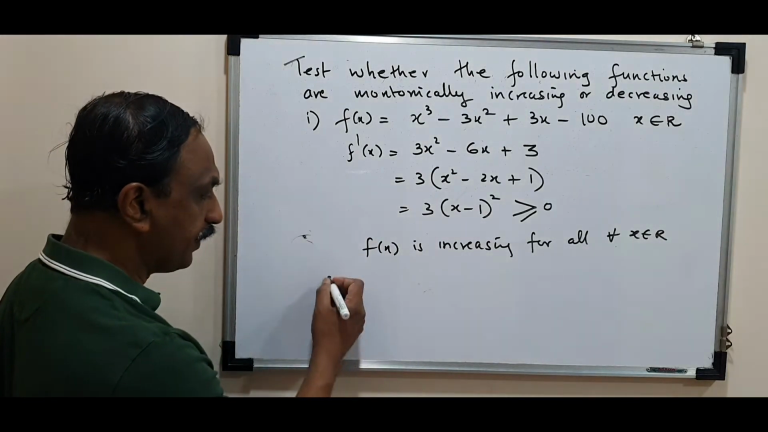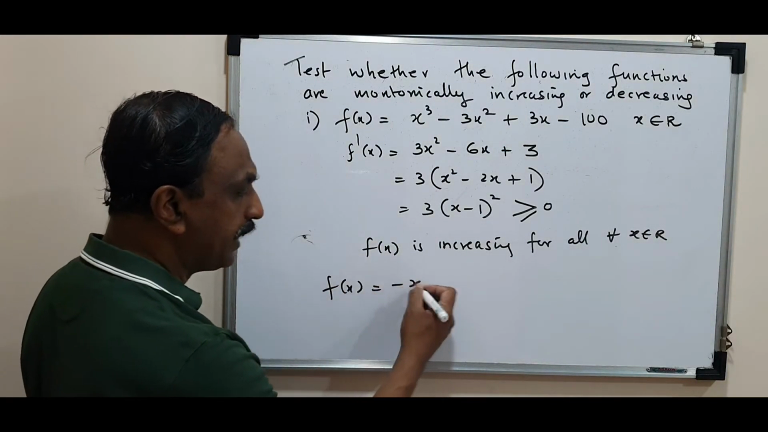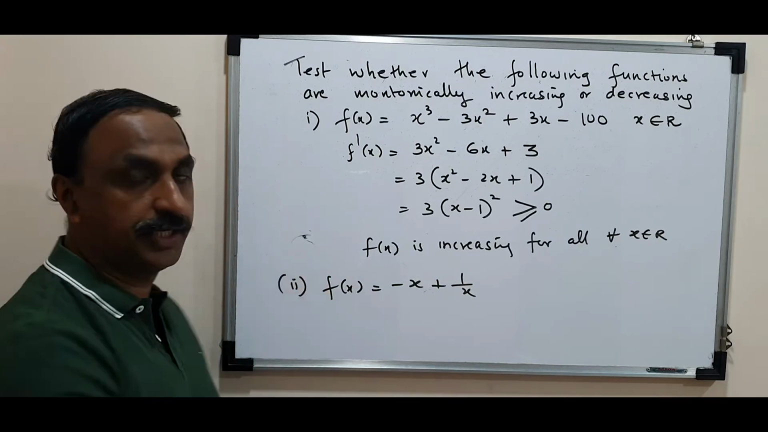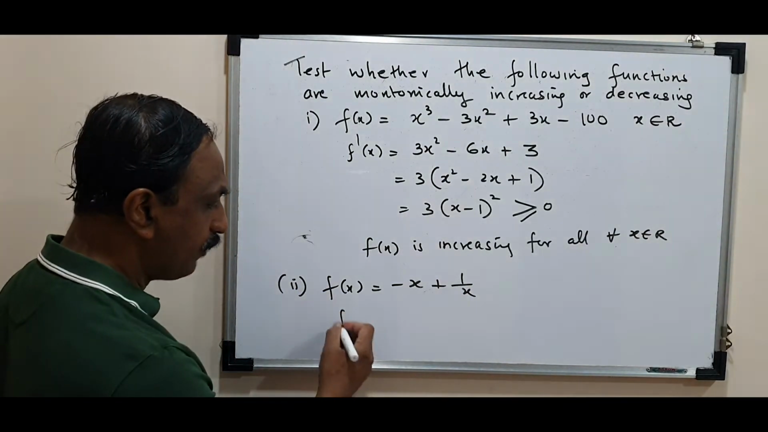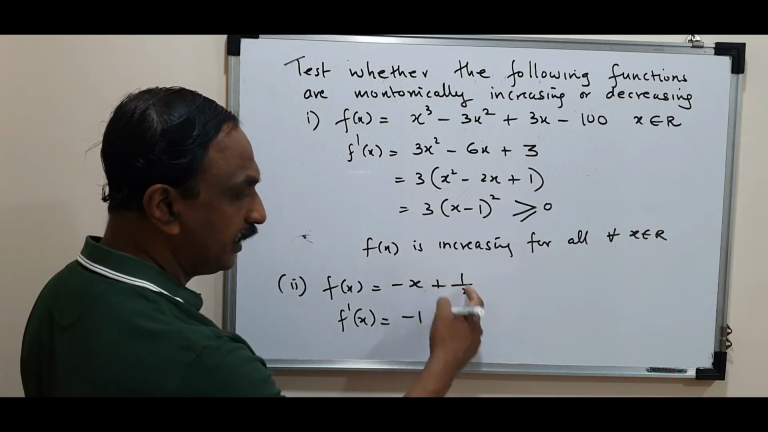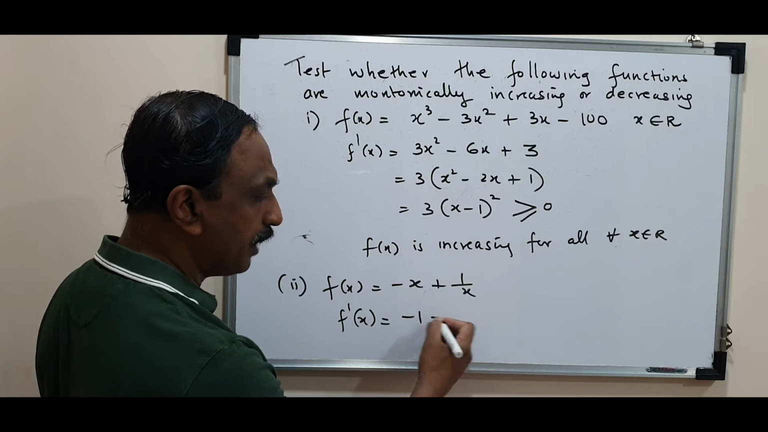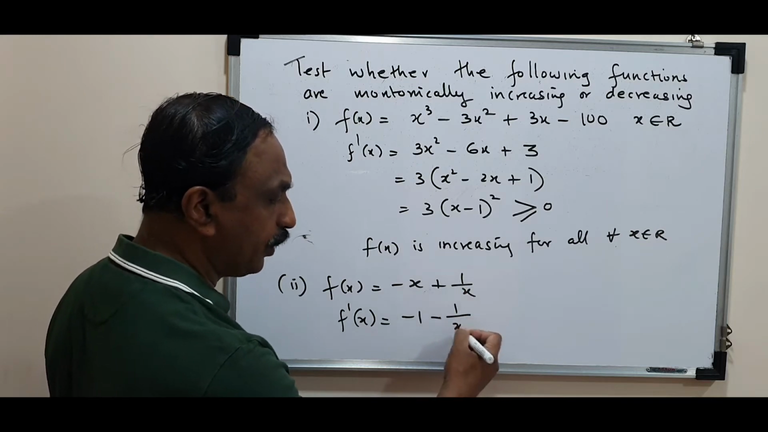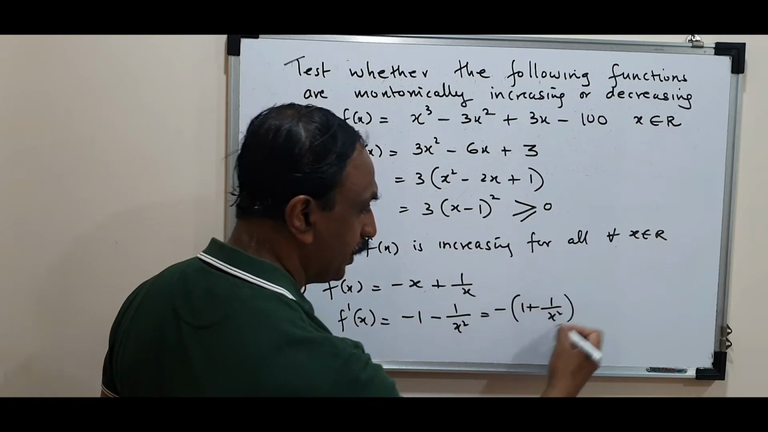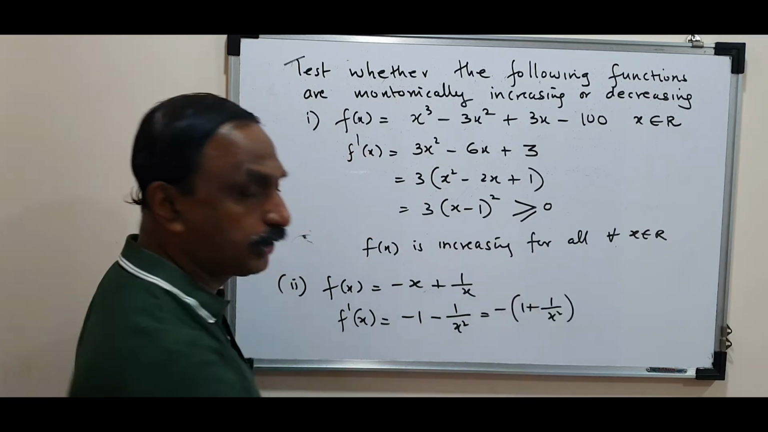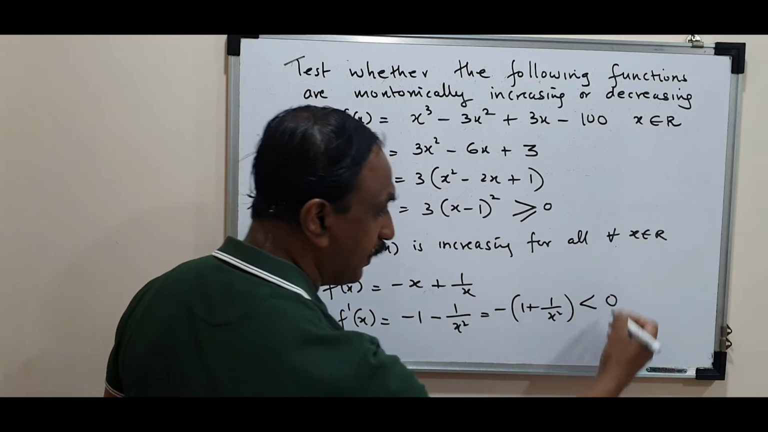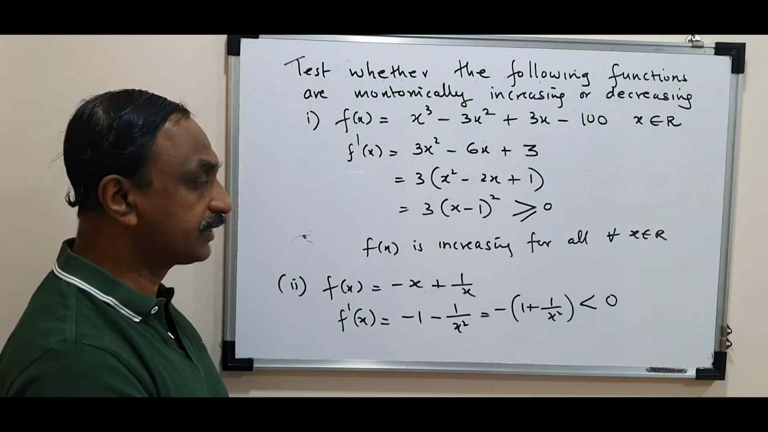Now let's have a look at the function f of x equal to minus x plus 1 by x. I want to know whether this function is increasing or decreasing. So I'll find the derivative f dash of x. Derivative of minus x is minus 1. Derivative of 1 by x is minus 1 upon x squared. So I can write this as minus 1 minus 1 by x squared. You can say this is a negative number for all values of x. So what I can say is the derivative is always negative, less than 0.